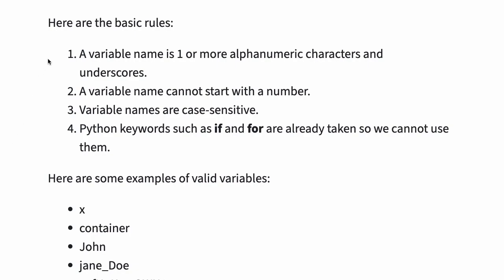Here are the basic rules. 1. A variable name is one or more alphanumeric characters and underscores. 2. A variable name cannot start with a number. 3. Variable names are case sensitive. 4. Python keywords such as if and for are already taken, so we cannot use them.